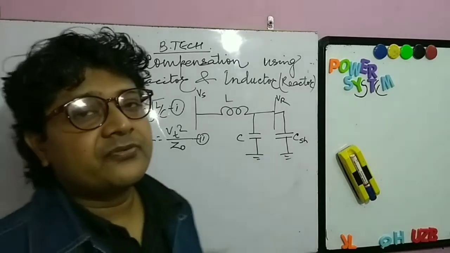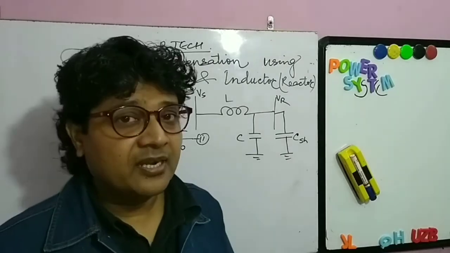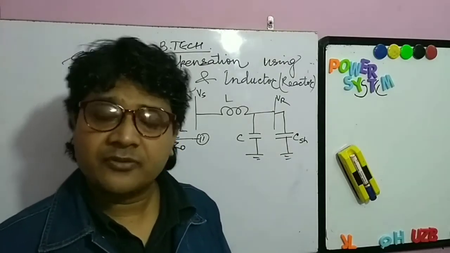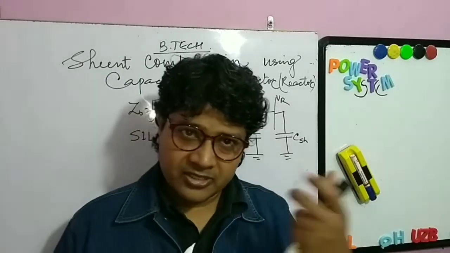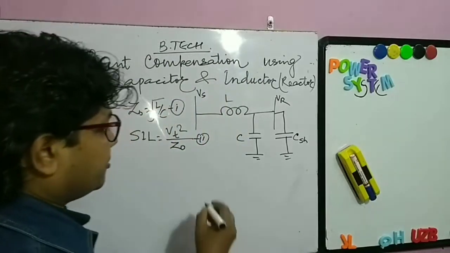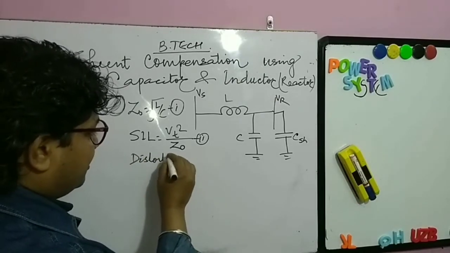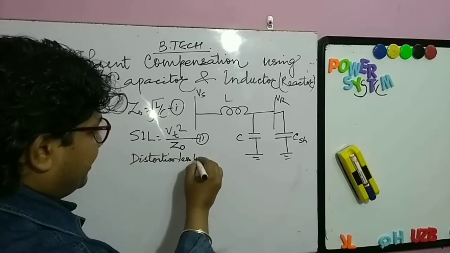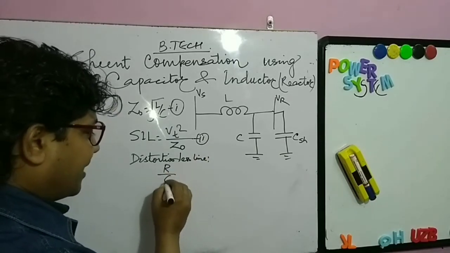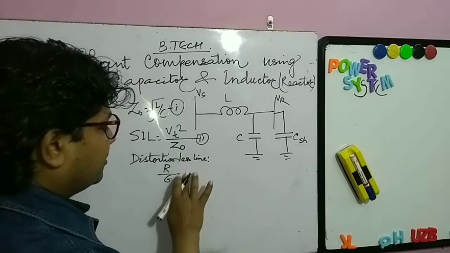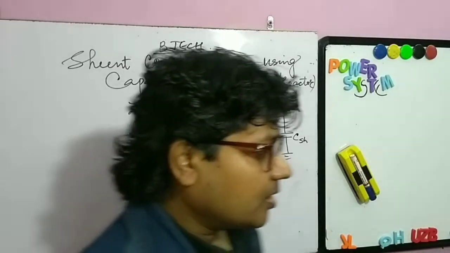I have discussed in our previous lecture the value of Z naught for overhead lines as well as for cables. We have already discussed, and for the distortionless line we have derived the relation: R by G is equal to L by C. So already we have derived the relation.